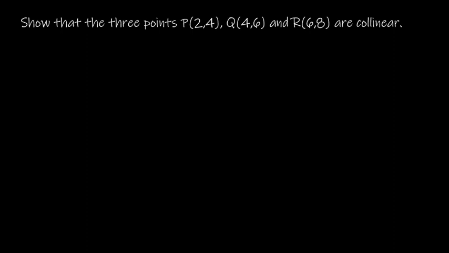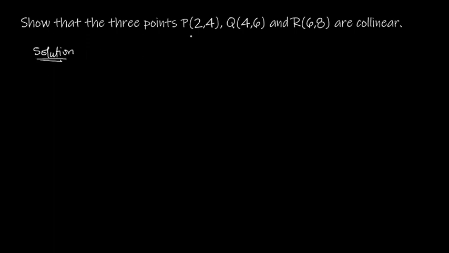Alright, so let's have a look at another example. We are to show that the 3 points P (2, 4), Q (4, 6), and R (6, 8) are collinear. Alright, so let's write down our solution.